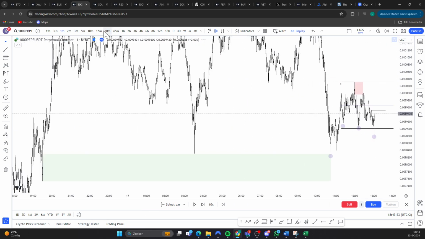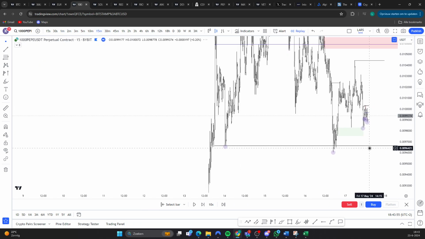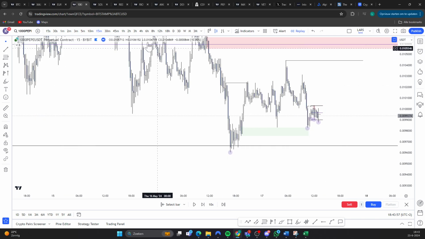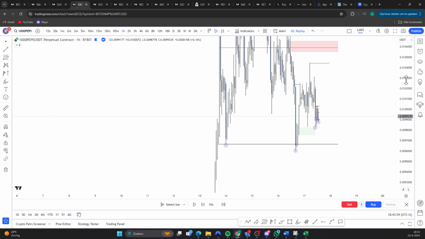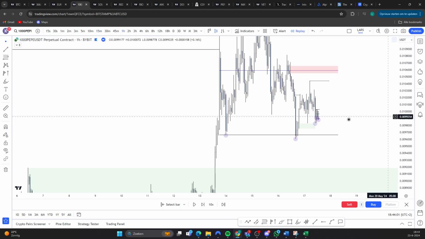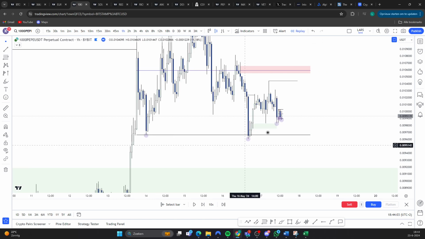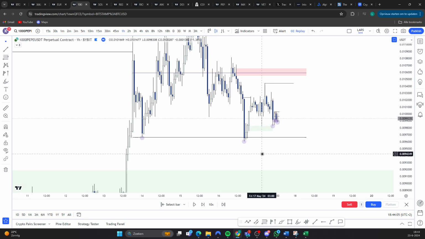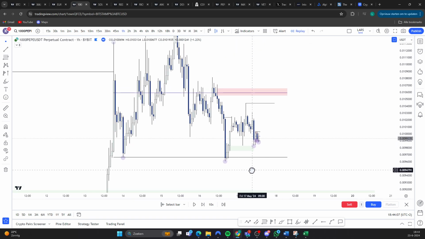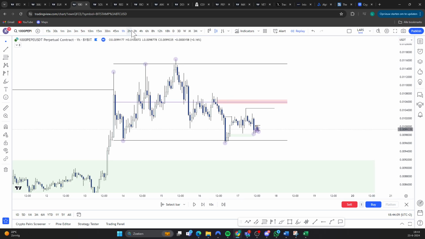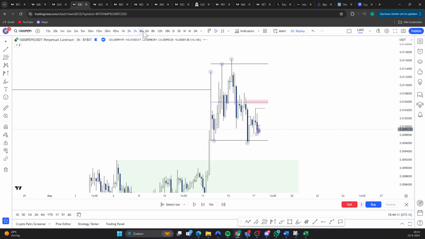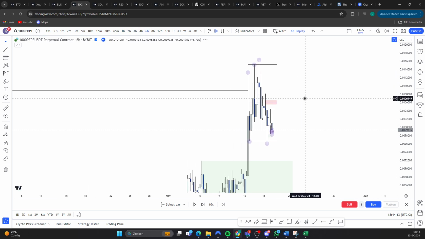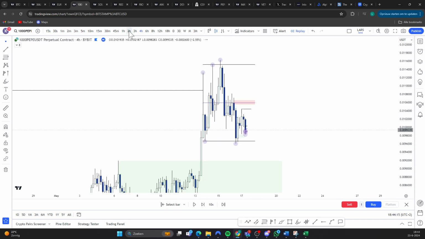While overall, if we zoom out, this could be the bigger Model 2 tap. What's that? Okay.